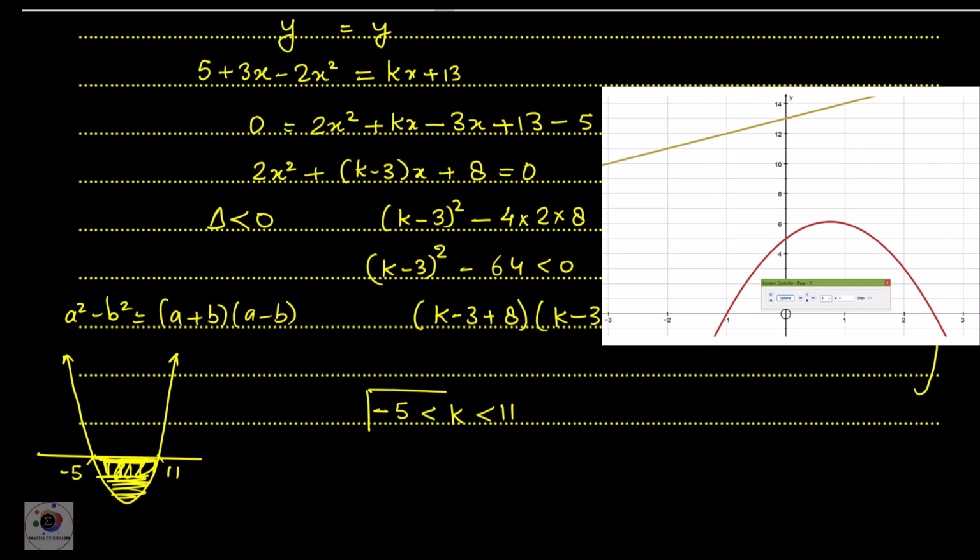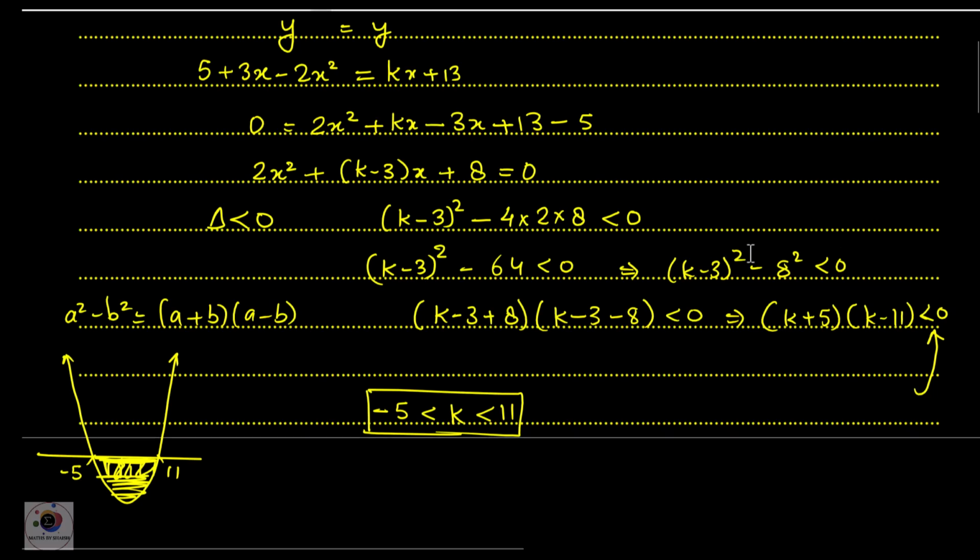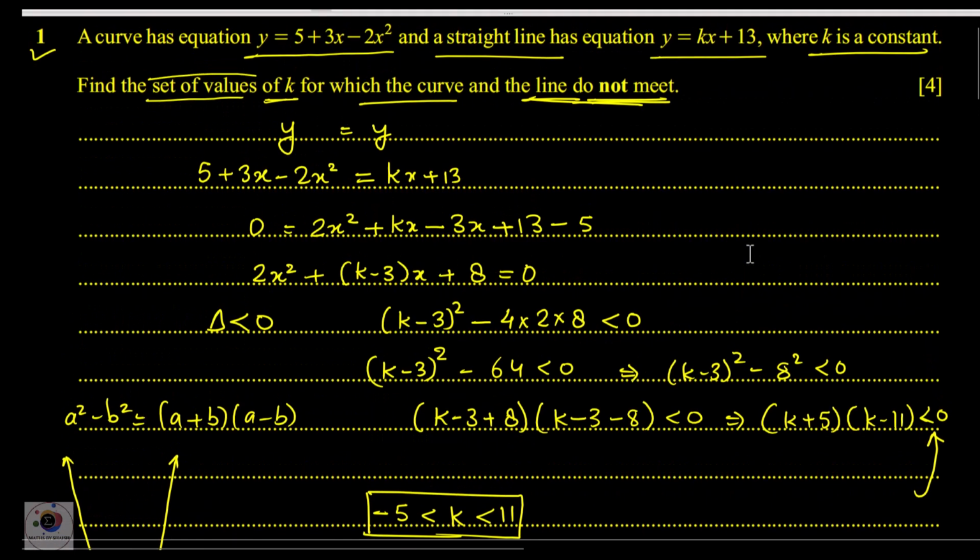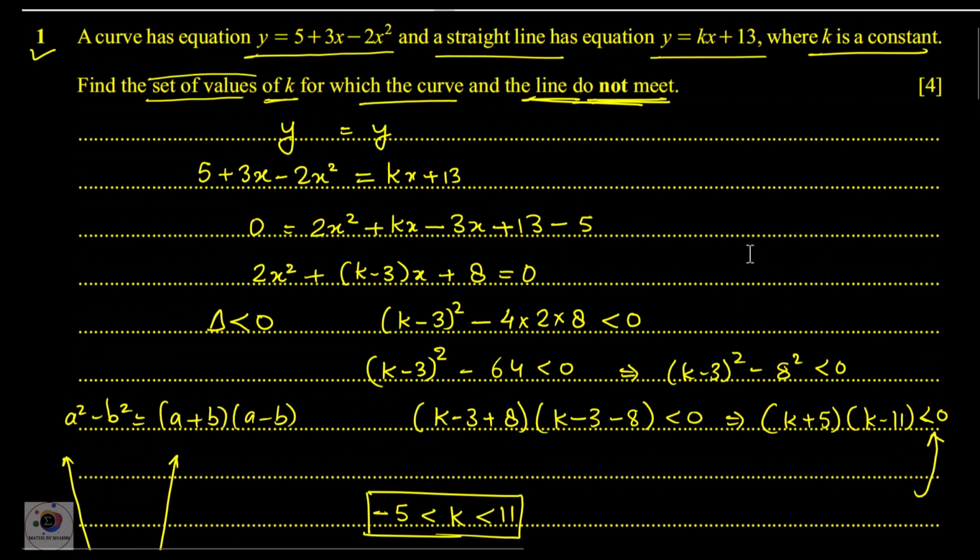So these are the set of values for k for which the curve y equals 5 plus 3x minus 2x squared and the straight line y equals kx plus 13 will not intersect.